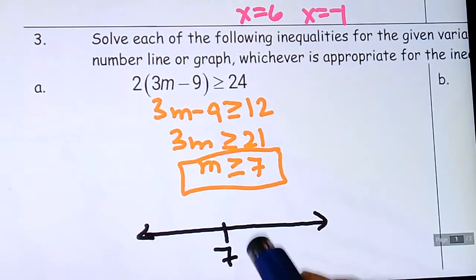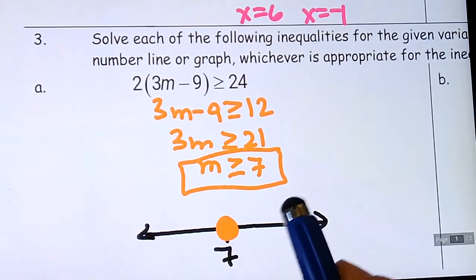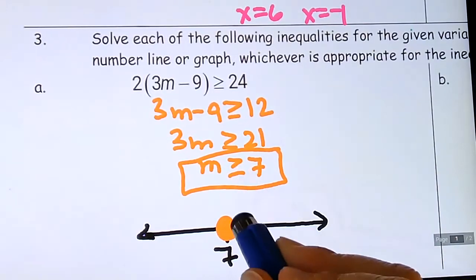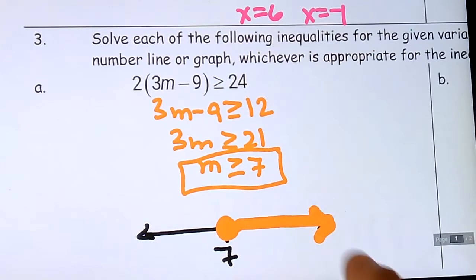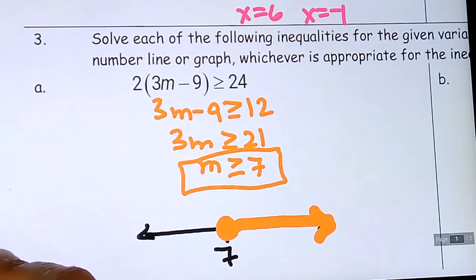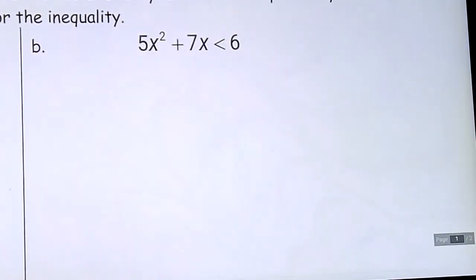And okay, so it's going to be a closed dot. And then it's going to be greater than, in this direction. That's my graph. That's my solution. Okay. On the next one, letter B. Okay, so this is 3B. I'll put the 3 here, 3B.